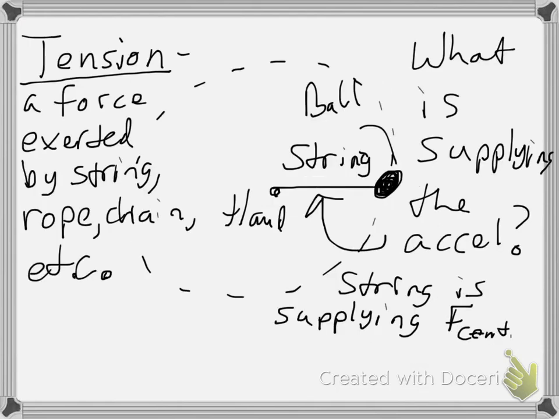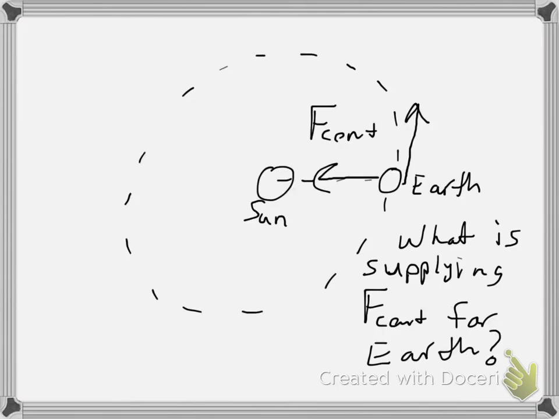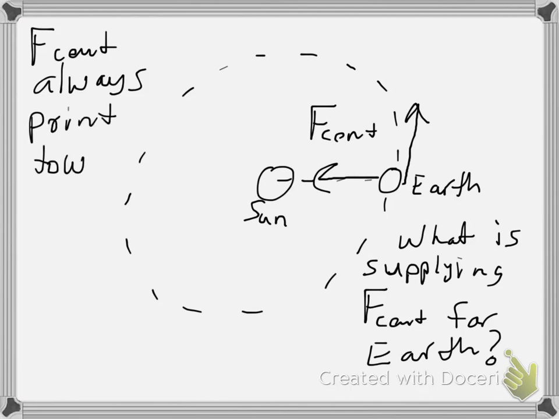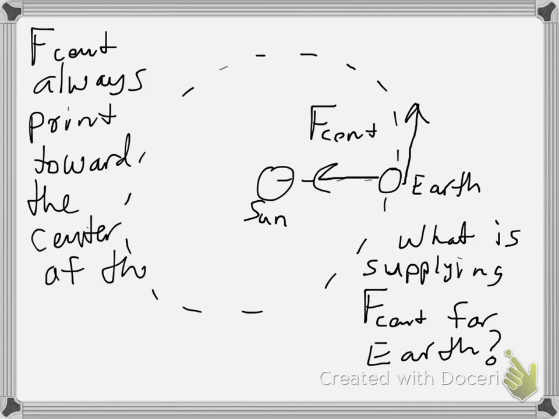And the same thing with the tension in the ball. If the string were to suddenly snap, right, then the ball would fly off in this direction, and that means that it's the string supplying the force, meaning that the force is pointing toward the center of the circle. So centripetal forces always point toward the center of the circle.